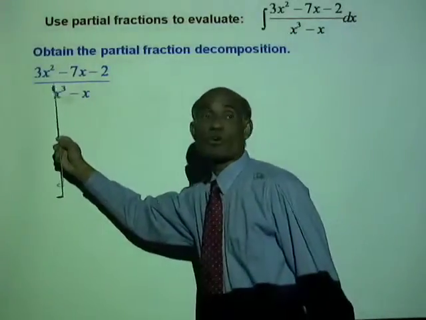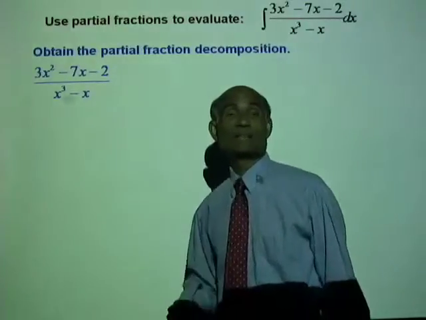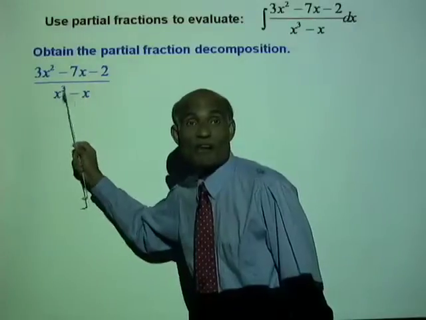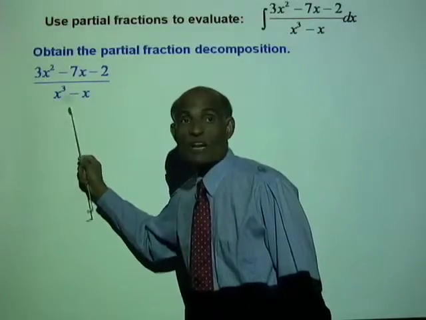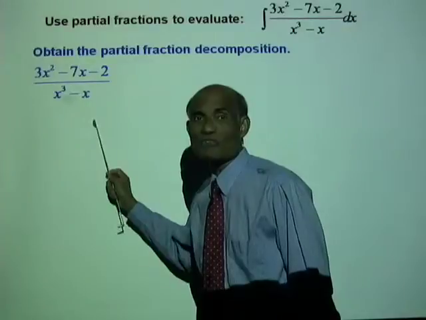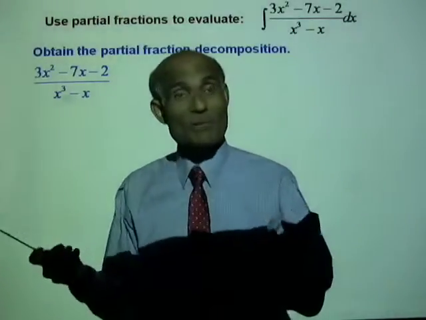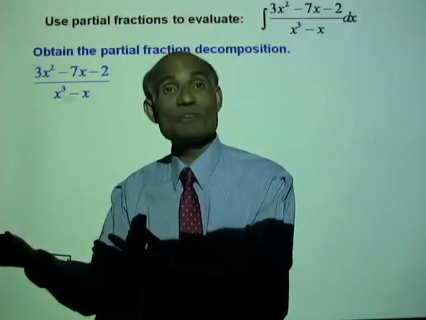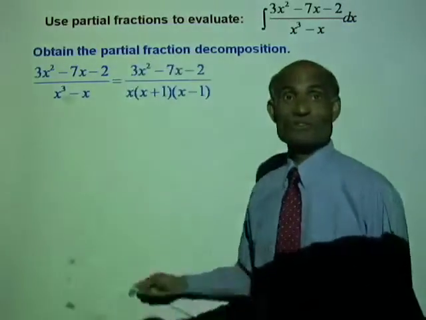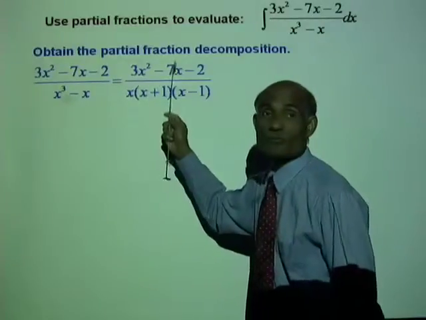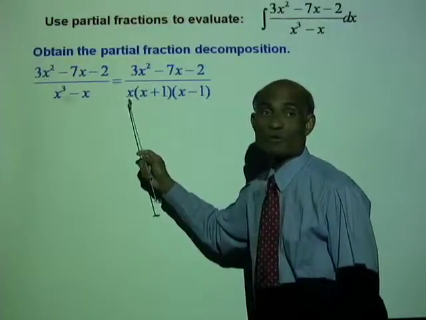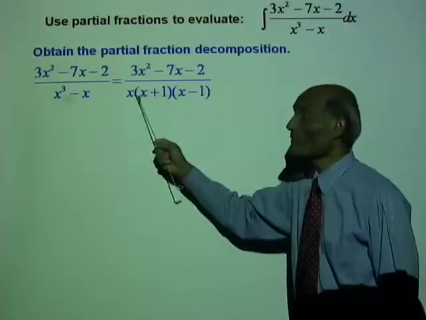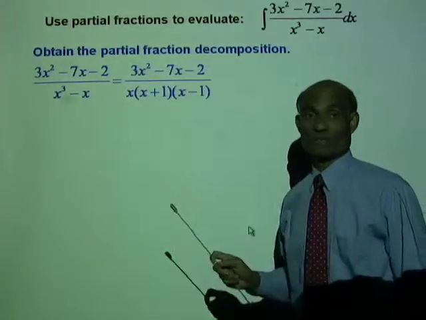The first thing to look for is, can you factor the denominator? First of all, you see a common factor there, x. So that will be x times x squared minus 1. And x squared minus 1 can further be factored as x minus 1 times x plus 1. There you go. So that would be 3x squared minus 7x minus 2 over x times x plus 1 times x minus 1. We have 3 linear factors.